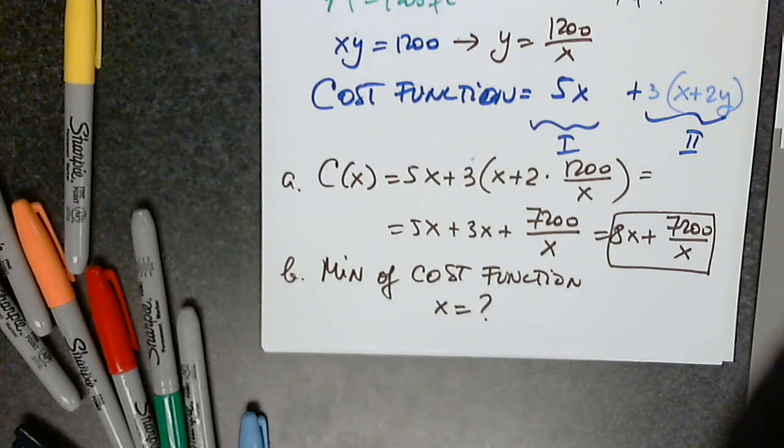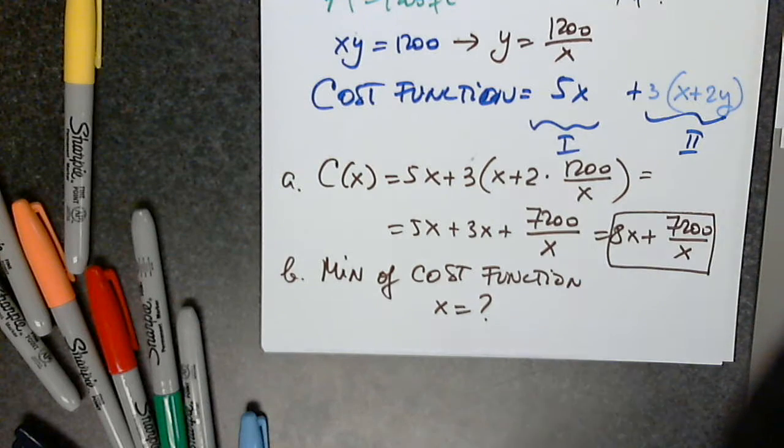However, without calculus, we can't do this. And if you look in the book, you'll see the calculator symbol next to it. So let's go ahead, plug it in Y equals 8X plus 7200 divided by X. I'm interested in looking at the graph. I have to look at the graph. But I don't know where to look for the graph.